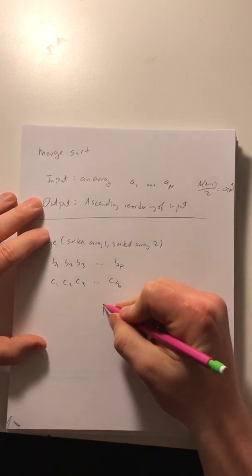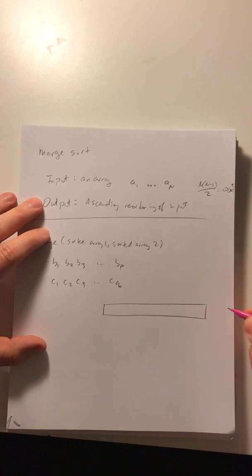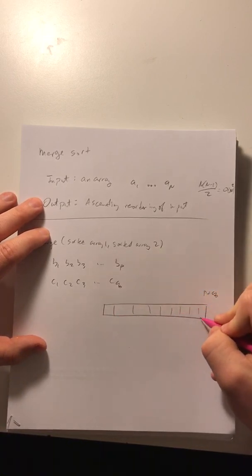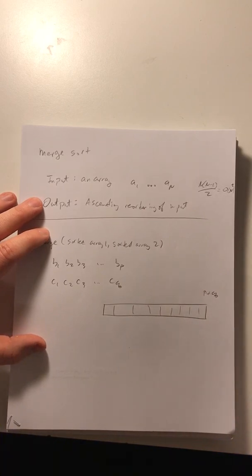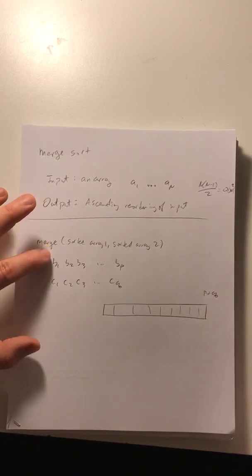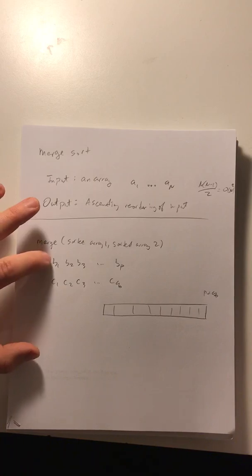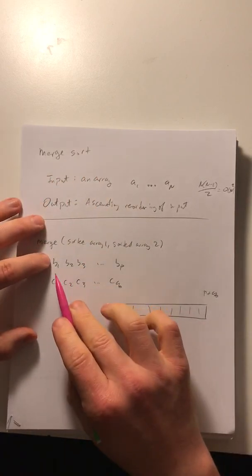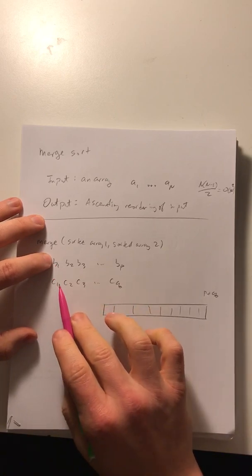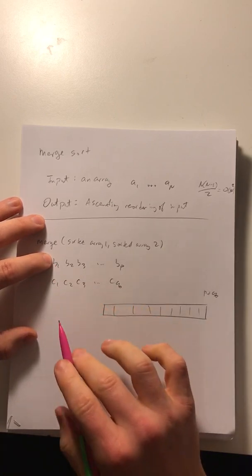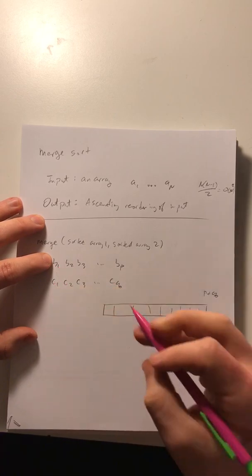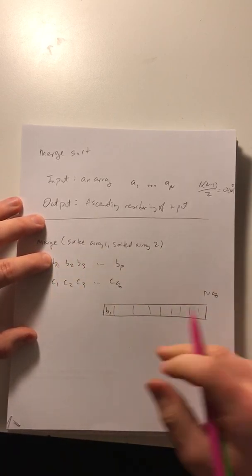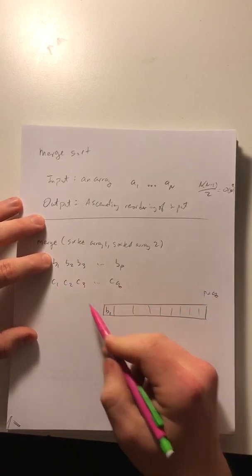So what I'm going to do is allocate a bunch of memory, P plus Q slots, some array of size P plus Q, and I'm going to initialize two counters. One counter for the B array and one counter for the C array. And I'm going to start at the first numbers in each array, and I look at B1 and C1. If B1 is less than C1, then I put B1 here. So let's assume that B1 is less than C1 for the sake of concreteness. If B1 is less than C1, I'm going to put this here.